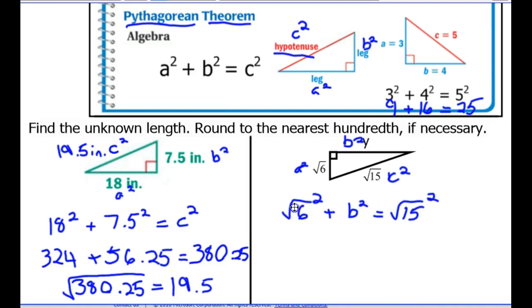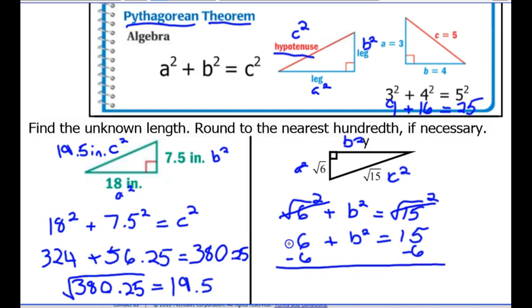So the square root of 6 to the second power is just going to be 6. These will cancel out. So we have 6 plus b squared equals the square root of 15 to the second power. So those cancel out and we're just left with 15. Now how we find this then, because we're going to subtract 6 from both sides. So we get b squared equals 15 minus 6, which is 9.